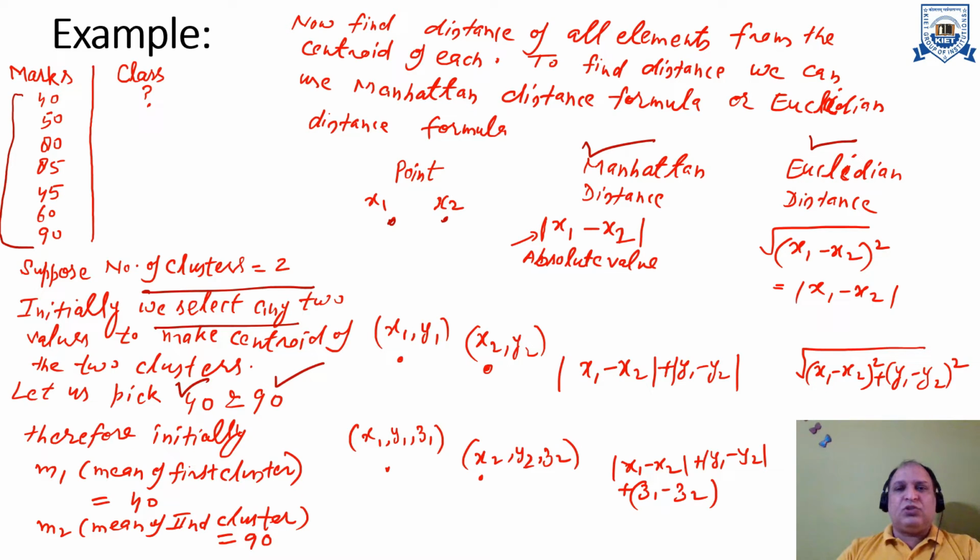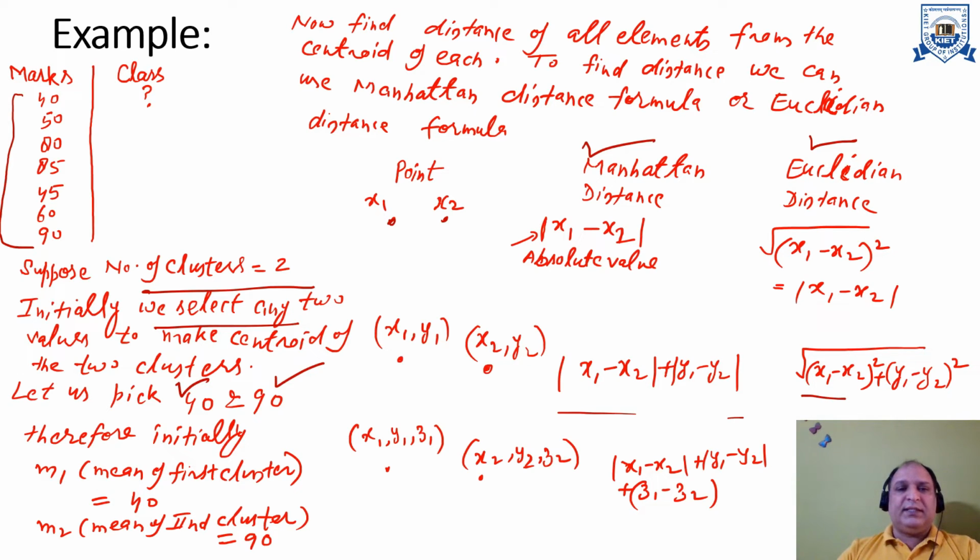In this case also, suppose we have 2 points, x1 y1 and x2 y2. The Manhattan distance can be measured like this: x1 minus x2 plus y1 minus y2. But if we talk about the Euclidean distance between two dimensional points, this will be x1 minus x2 whole square plus y1 minus y2 whole square.